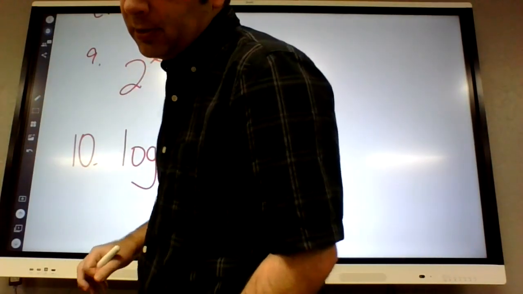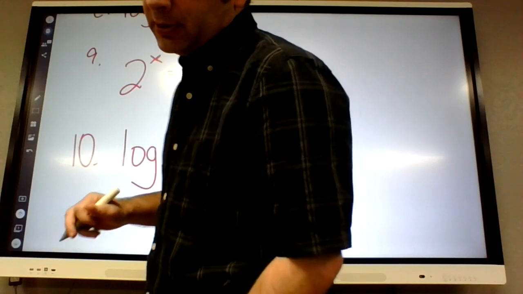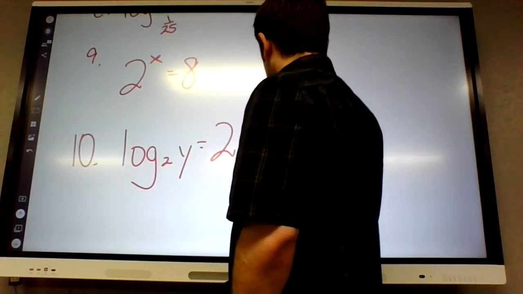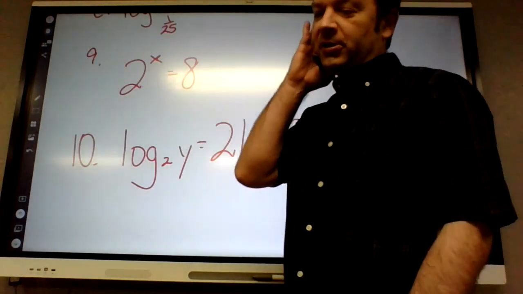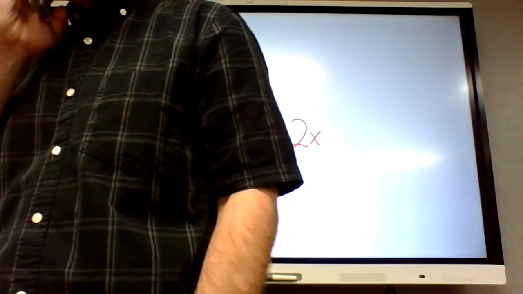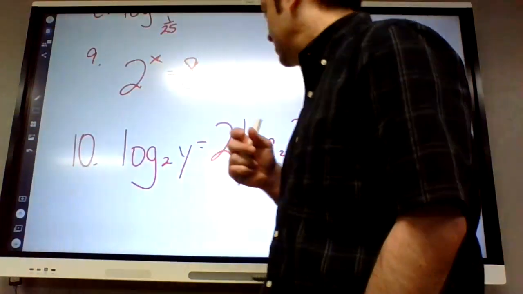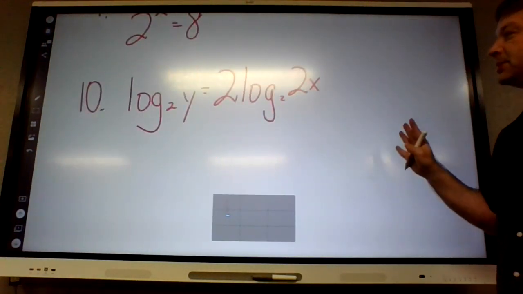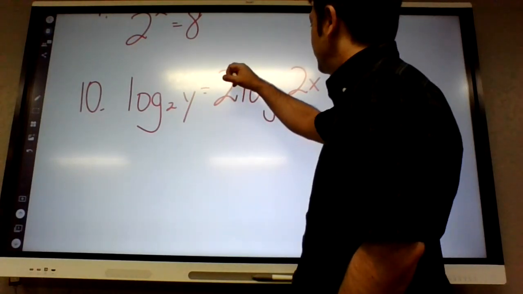Log 2y equals 2 log 2x. Okay, on these log equal log equations, it's kind of like number 3. You want to just kind of get the two logs equal to each other.